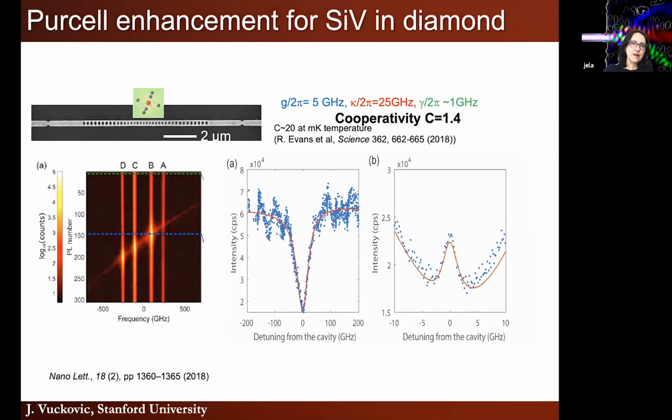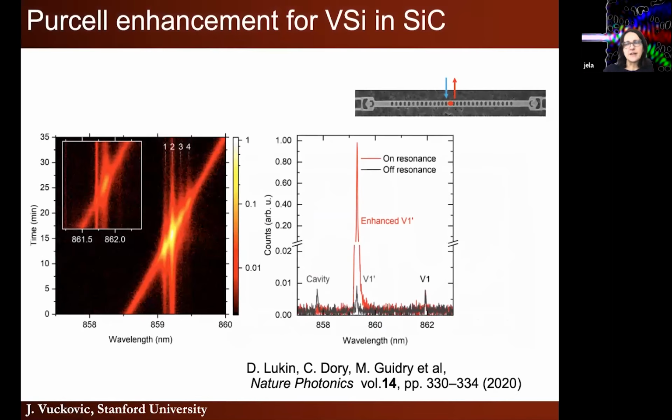So that's for diamond, and then you can also do it, I mean, this is just a final example. This is yet another emitter, which is silicon vacancy in silicon carbide, another semiconductor. This impurity is just a missing silicon atom in the silicon carbide lattice, but it still behaves as a trapped atom inside of the vacuum, or this solid state vacuum.